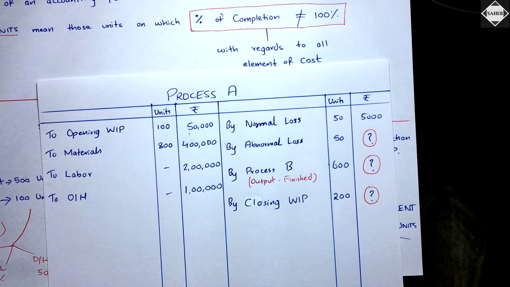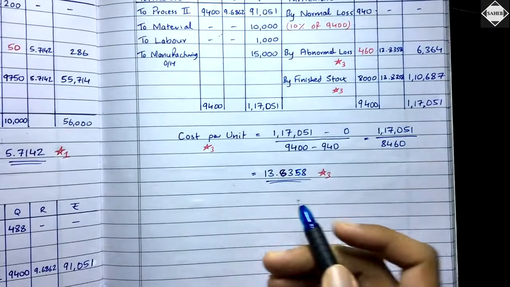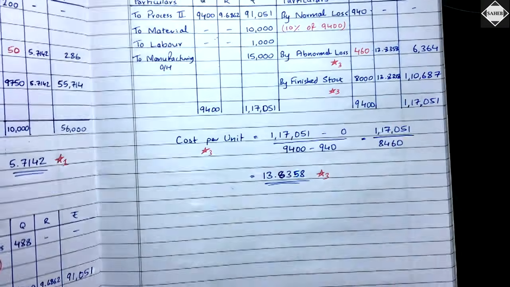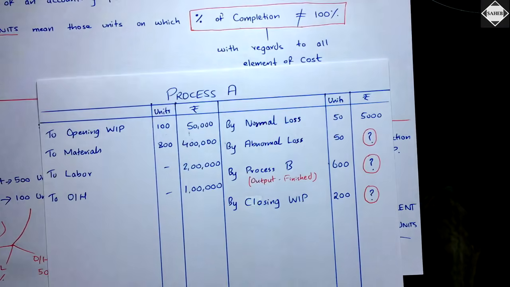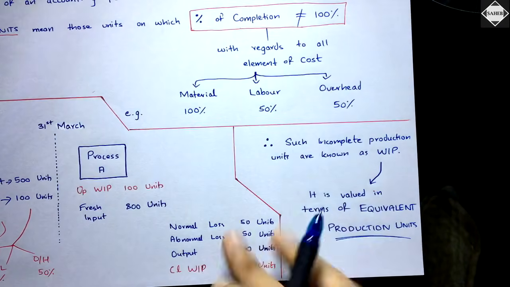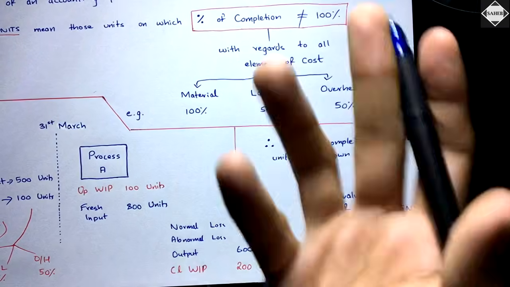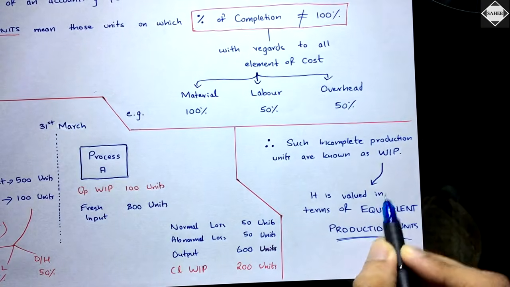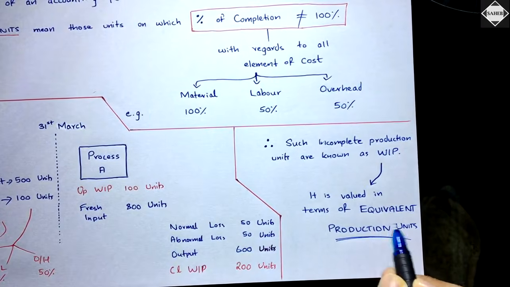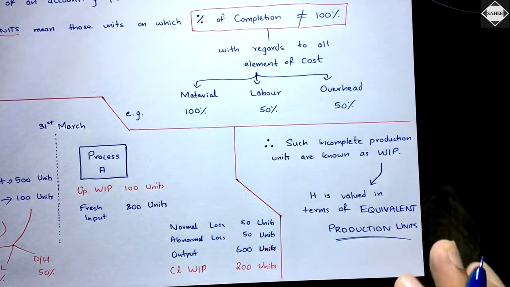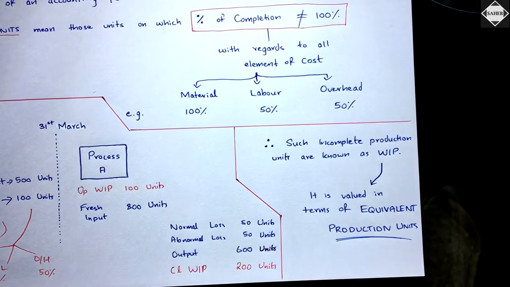Let me show you that process account format again. You used to value that at star, right? Now you can't do that. You have to prepare the statements. The concept you have to understand is that such incomplete production units are known as WIP, and this WIP is valued in terms of equivalent production units. So we have to understand what the equivalent units concept is. Let's get to that.